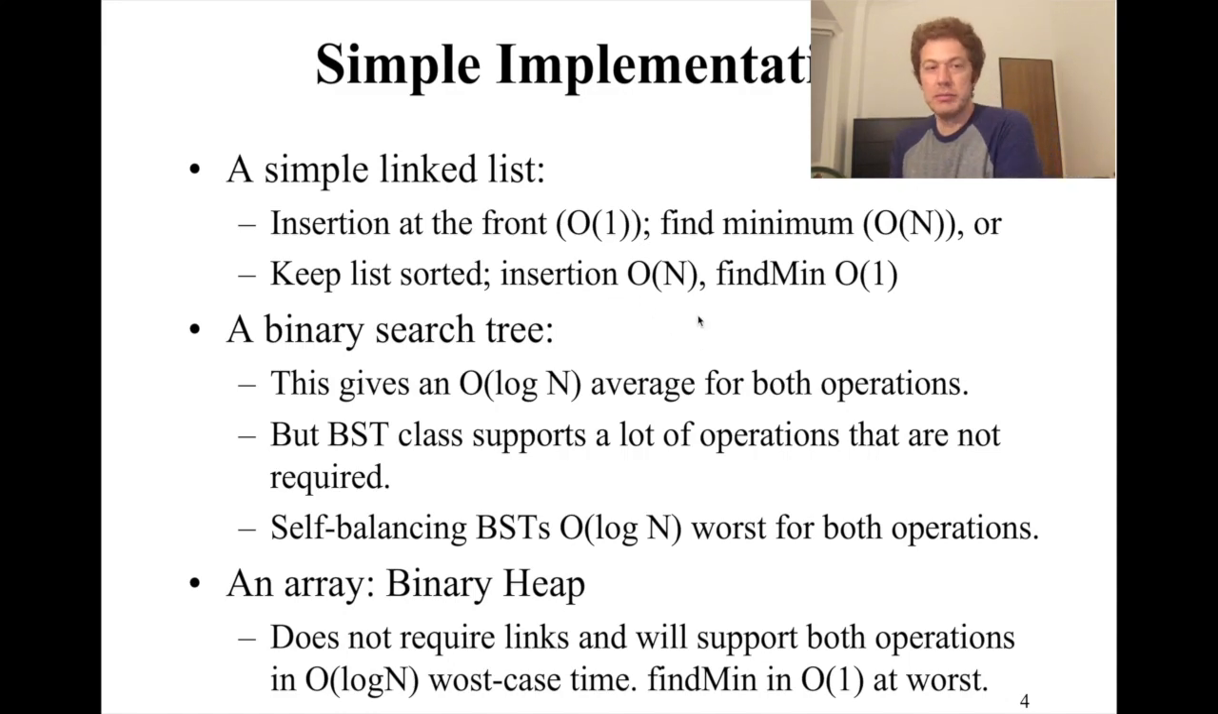Binary search tree, let's focus on the balanced ones, like the AVL tree we have studied. They do the insertion in log n time, as well as the find min in log n time. And the binary heap that we will use for implementing priority queues will support log n time insertion in the worst case, but the minimum finding will be O(1) constant time, so it will be better than the BST in that sense.